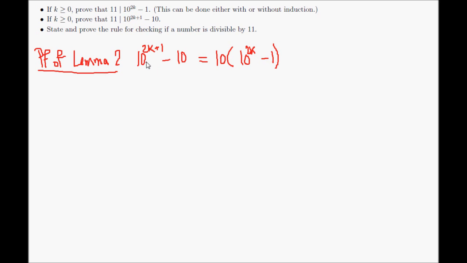So I factor out 10 to the first. 10 times 10 to the 2k is 10 to the 2k plus 1. And of course, 10 times negative 1 is negative 10. And that's equal to 10 times 11 times something. And therefore, 11 is a factor of 10 to the 2k plus 1 minus 10. So that's the end of the proof for lemma number 2.